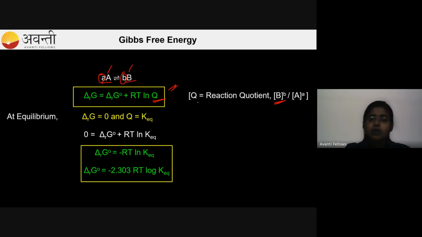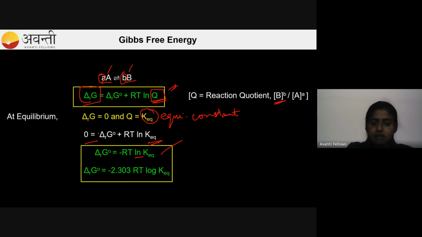Now at equilibrium, delta GR will be equal to 0, and this Q can be written as KEQ. This is called the equilibrium constant. Now substitute these two values in this equation. In place of delta GR, we will have 0. In place of Q, we will have KEQ. Just rearrange this, you will get this formula.